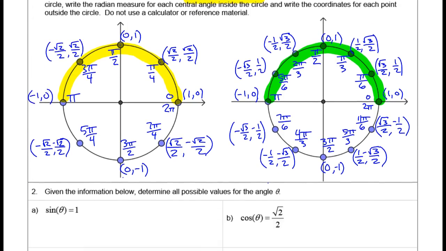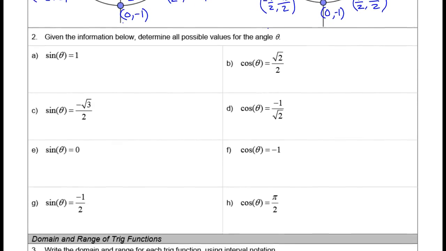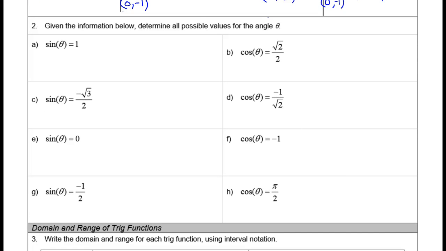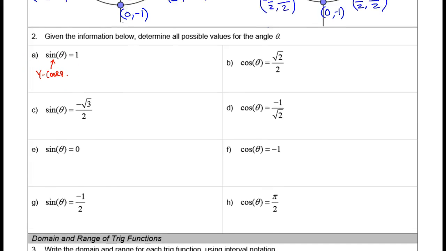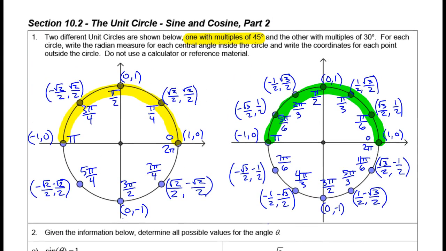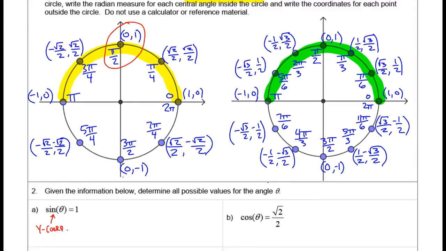Okay, let's scroll down and look at example 2 here. It says, given the information below, determine all possible values for the angle theta. So the first example we have here says that the sine of theta equals 1. Remember that the sine of theta is equivalent to the y-coordinate on the unit circle. So if I go back up and look at my unit circle, I find where we have a y-coordinate equal to 1. This guy right here works. So pi over 2 must be theta.